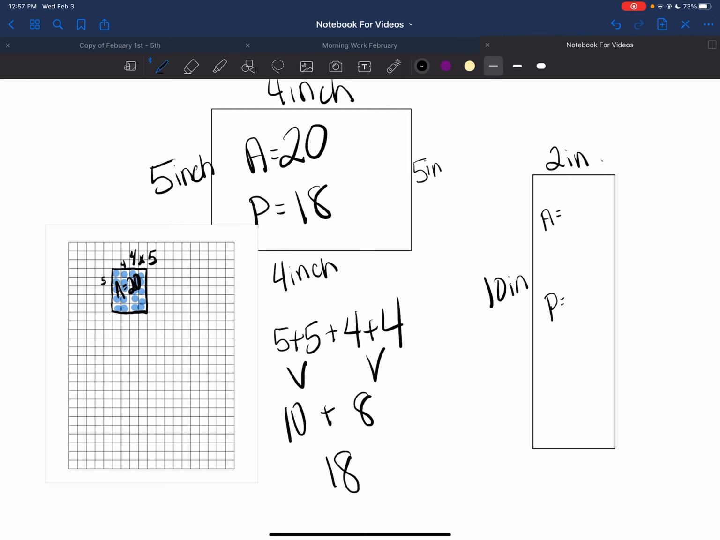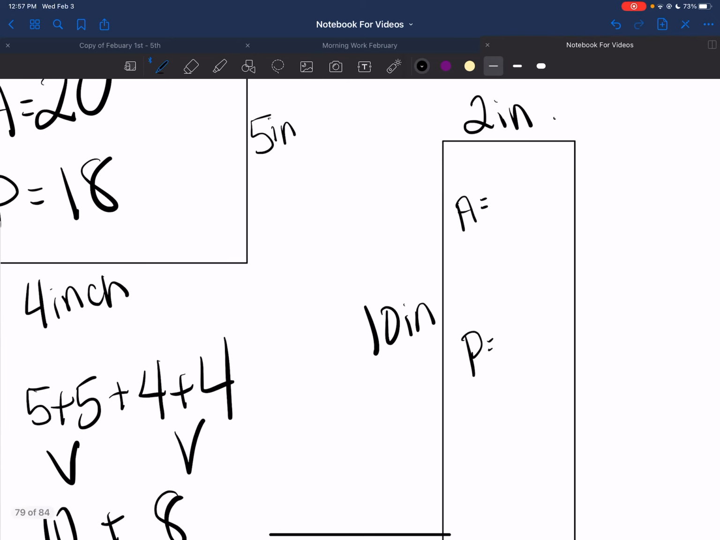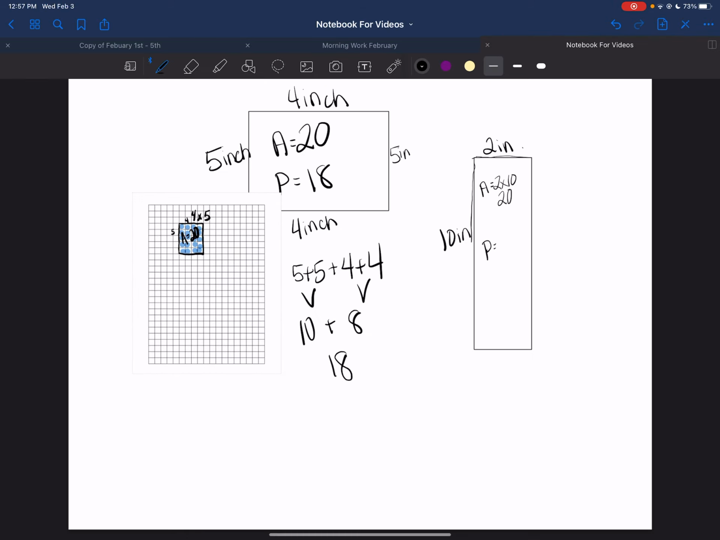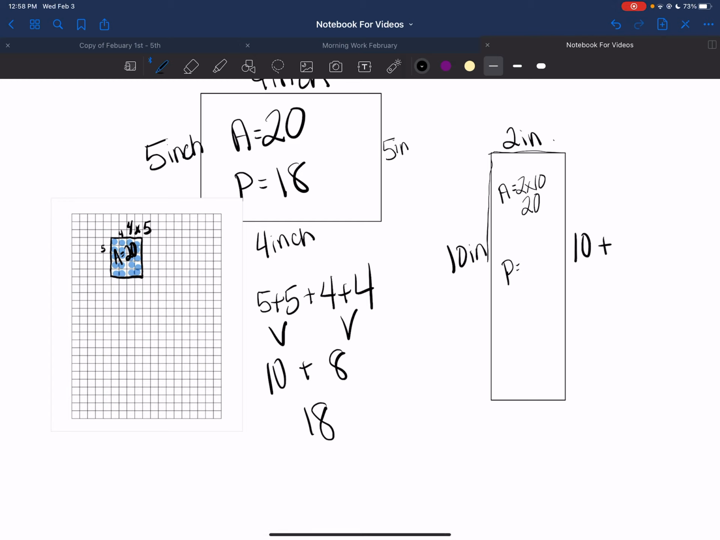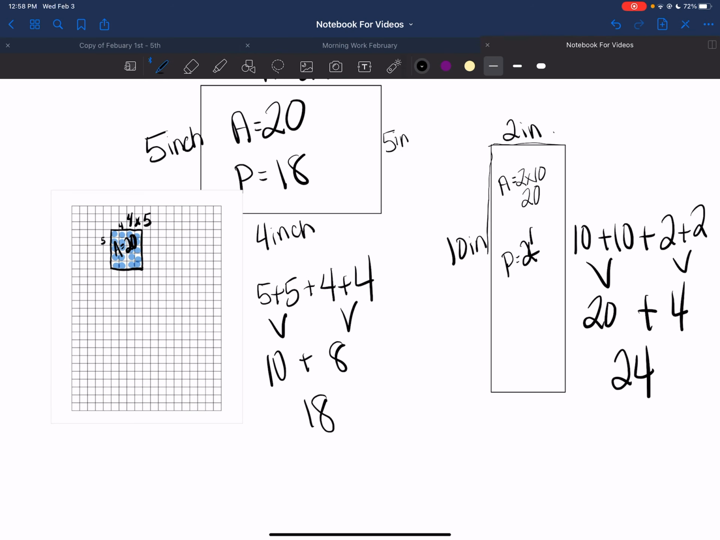Now let's look at this rectangle over here. Again, I could use my graph paper to find my square units, but I'm just going to go ahead and multiply my length times my width. So 2 times 10, and 2 times 10 is 20. So my area is 20. To find P, I add my side lengths. 10 plus 10 plus 2 plus 2. 10 plus 10 is 20. 2 plus 2 is 4. 20 plus 4 is 24.